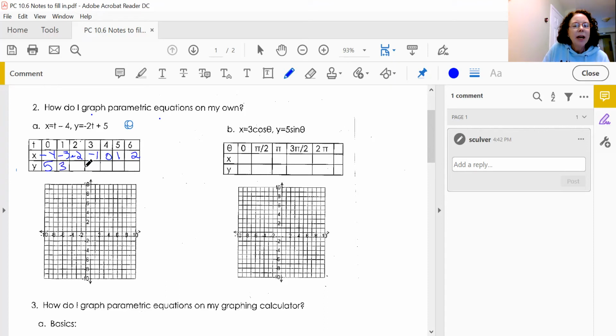When I put in a 3, I get a negative 1. When I put in a 4, a negative 3. When I put in a 5, that's a negative 5. And when I put in a 6, that's a negative 7.